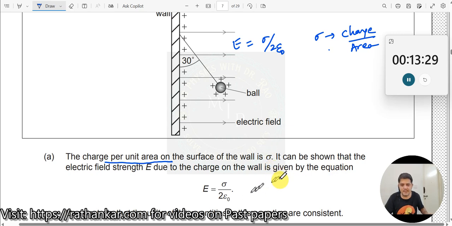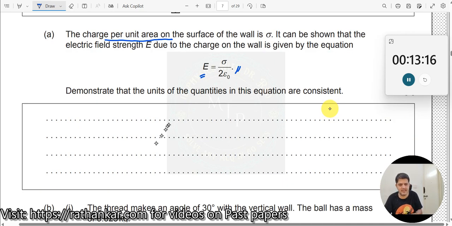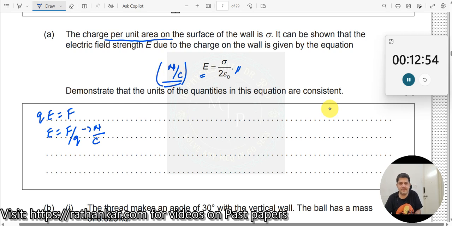Okay, demonstrate that the units of quantities in this equation are consistent, which means whatever is the unit here, you should prove that this unit is also the same. That's how you need to do. So what is the unit of E? E is nothing but electric field. We know that Q into E is equal to force. Electric force is nothing but charge multiplied by electric field. E is equal to F by Q. What is the unit of F? Newton. Unit of Q, C. So therefore the unit of E should be Newton per coulomb. Okay, this is what we have for the units.